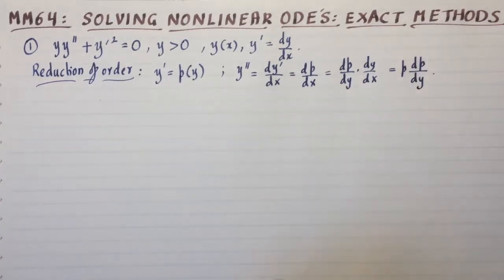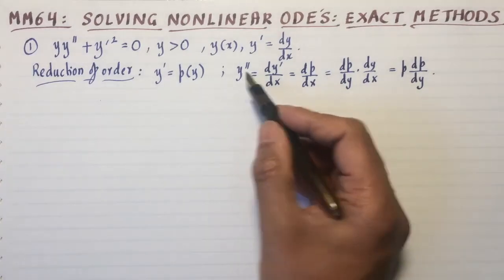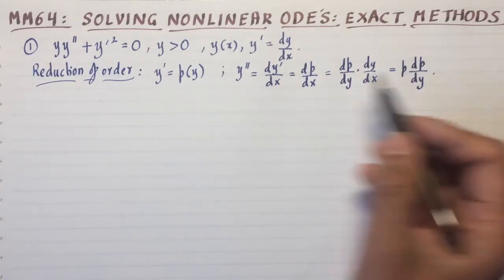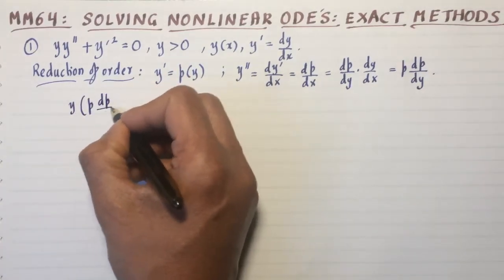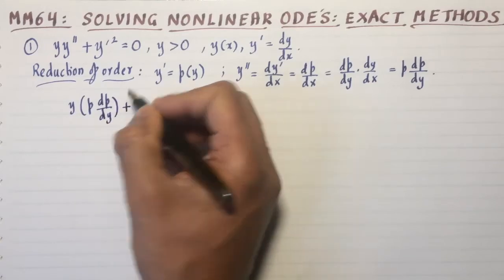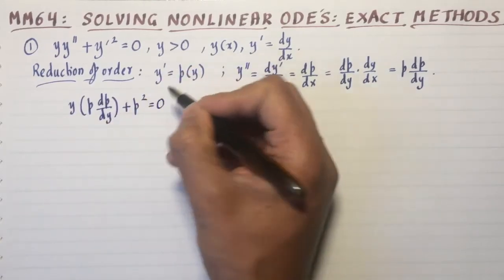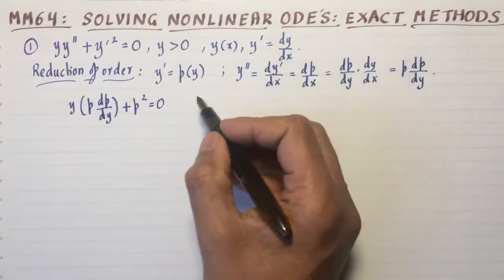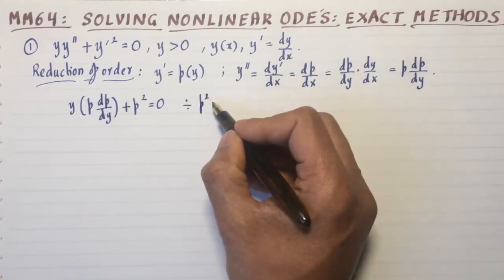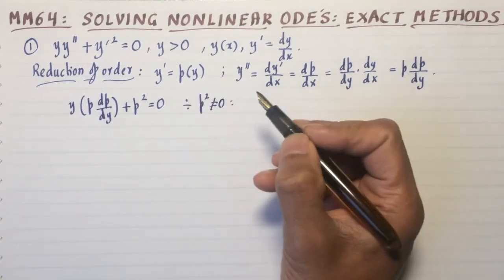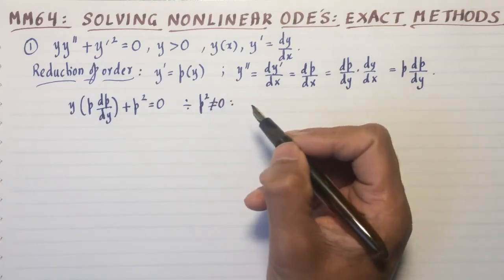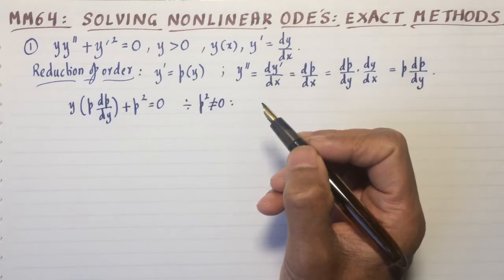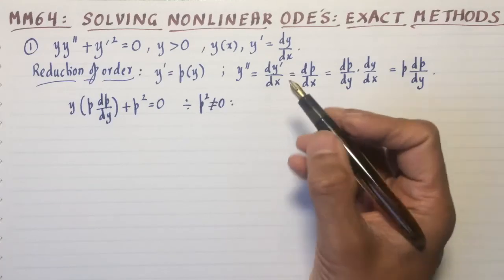So by this interesting looking trick, we have reduced the order of a second order differential equation to the first order form. Now the differential equation becomes y times p dp by dy plus p squared equals 0. What I can do is divide both sides by p squared, assuming that it's not equal to 0. I'll talk about what happens when p squared equals 0 at the end. But for now, assuming it's not equal to 0, let's see where that takes us.